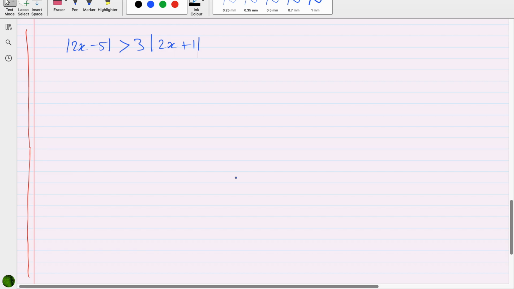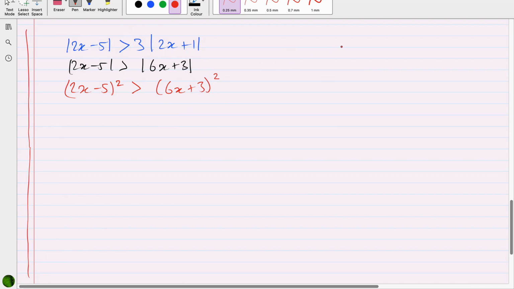Suppose we have this question, and we simplify it first. 2x minus 5 mod greater than, take this 3 inside, that would be 6x plus 3. And now we make squares on both sides, which is 2x minus 5 whole squared is greater than 6x plus 3 whole squared. Now bring it on one side to make a square minus b square. So this is 2x minus 5 whole squared minus 6x plus 3 whole squared greater than 0. Now this is a, the second one is b.